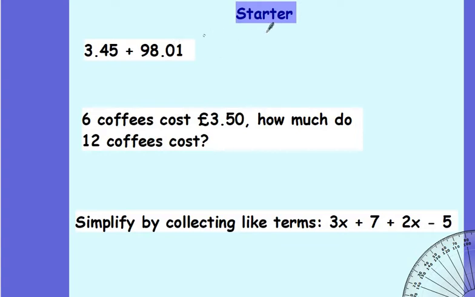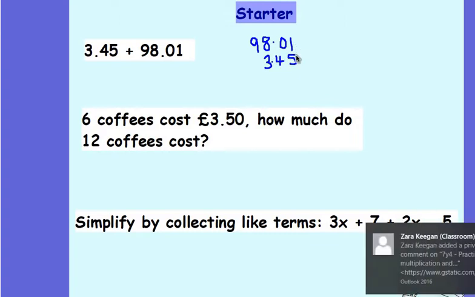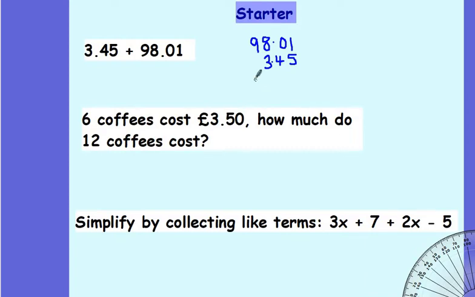Right, let's go through the answers. I'm going to put my larger number on the top for my addition. So I've got 98.01 plus 3.45. Angel, what's 1 plus 5? 6, lovely. Freya, what's 0 plus 4? 4, thank you. Ava, what's 8 plus 3? 11, brilliant. And 9 plus 1 is what, KJ? 10, excellent. So looking for 101.46.